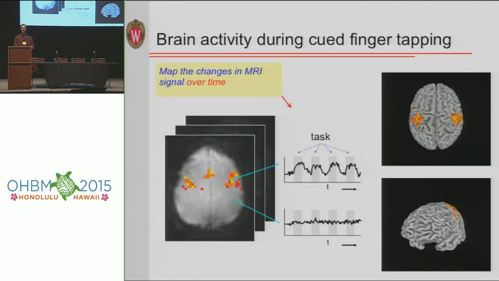We acquire these images throughout time, and during that time we have the subject in the scanner performing some sort of task, such as this bilateral finger tapping, and then we look for where this signal changes in this particular pattern that we had the subject do.